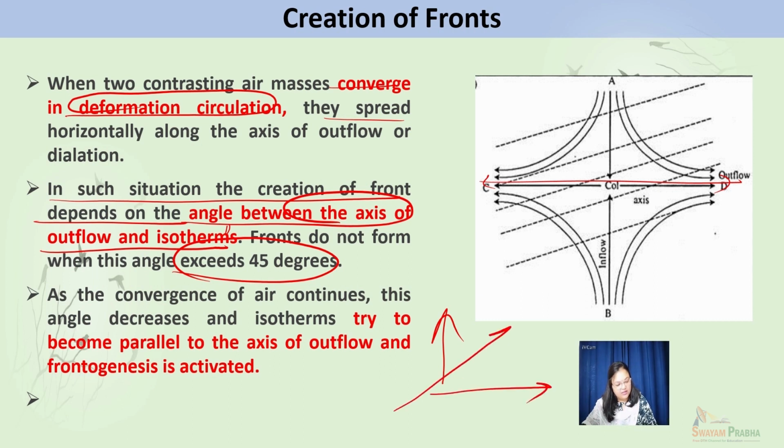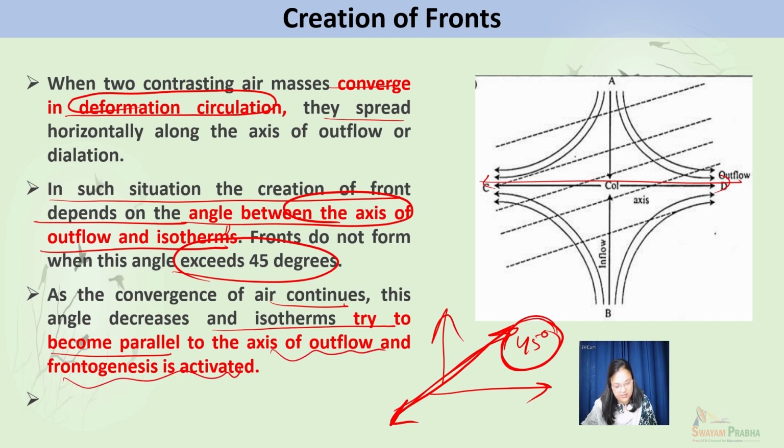But when this particular angle is 45 degrees, it is the most plausible condition for the formation of fronts. So as the convergence of air continues, this angle decreases and isotherms try to become parallel to the axis of outflow, and frontogenesis is activated. So this is the particular situation where the deformatory circulation leads to the formation of front, where you have the axis of inflow at one end and then you have the axis of outflow at the other end.